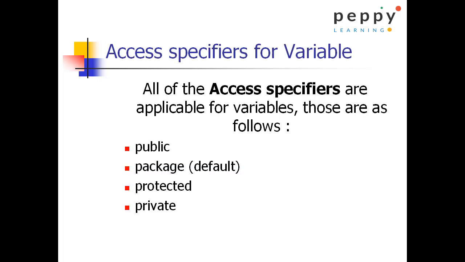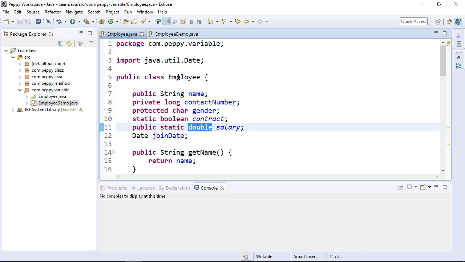Access specifiers for variables. Like method, for a variable you can use all the 4 types of access specifiers, which is public, package, protected and private. We have seen that in the employee class, where public string name, private long contact number, protected char gender, and when you don't mention, it is default.